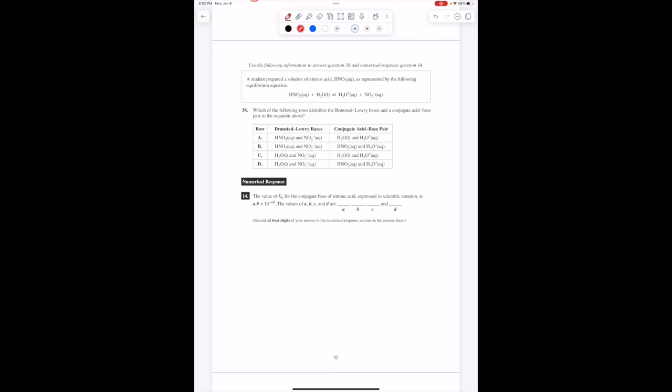38. Which of the following rows identifies Bronsted-Lowry bases and the conjugate acid base pair? Okay. Okay, good. So bases. So this is the acid, this is the base, because they're giving my proton over here, which makes this the conjugate acid and this the conjugate base, because that proton's jumping over there. Yep. Okay, so my acids are HNO2 and H3O positive. It asked for bases. Okay, bases are water and NO2 negative. Okay, so this is out. And the conjugate pair is, so a pair just differs by one proton, so that's out, so it's got to be C.